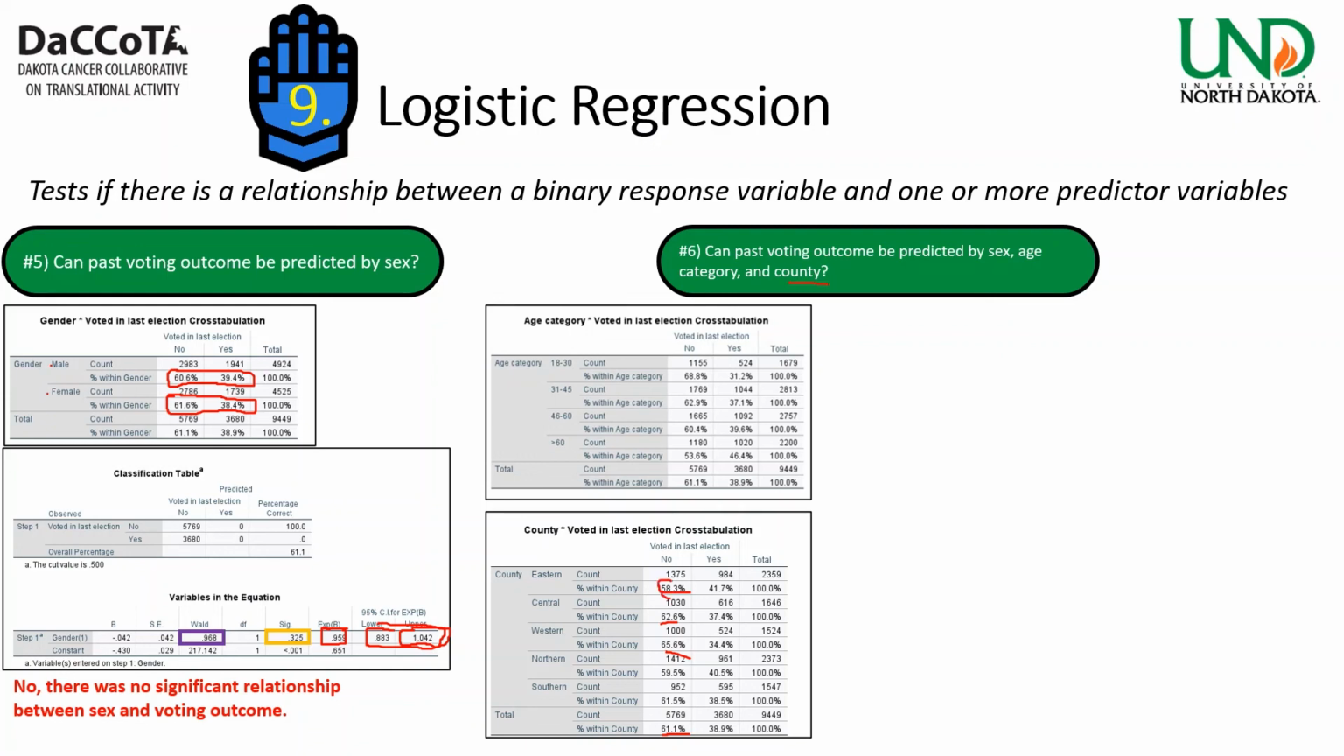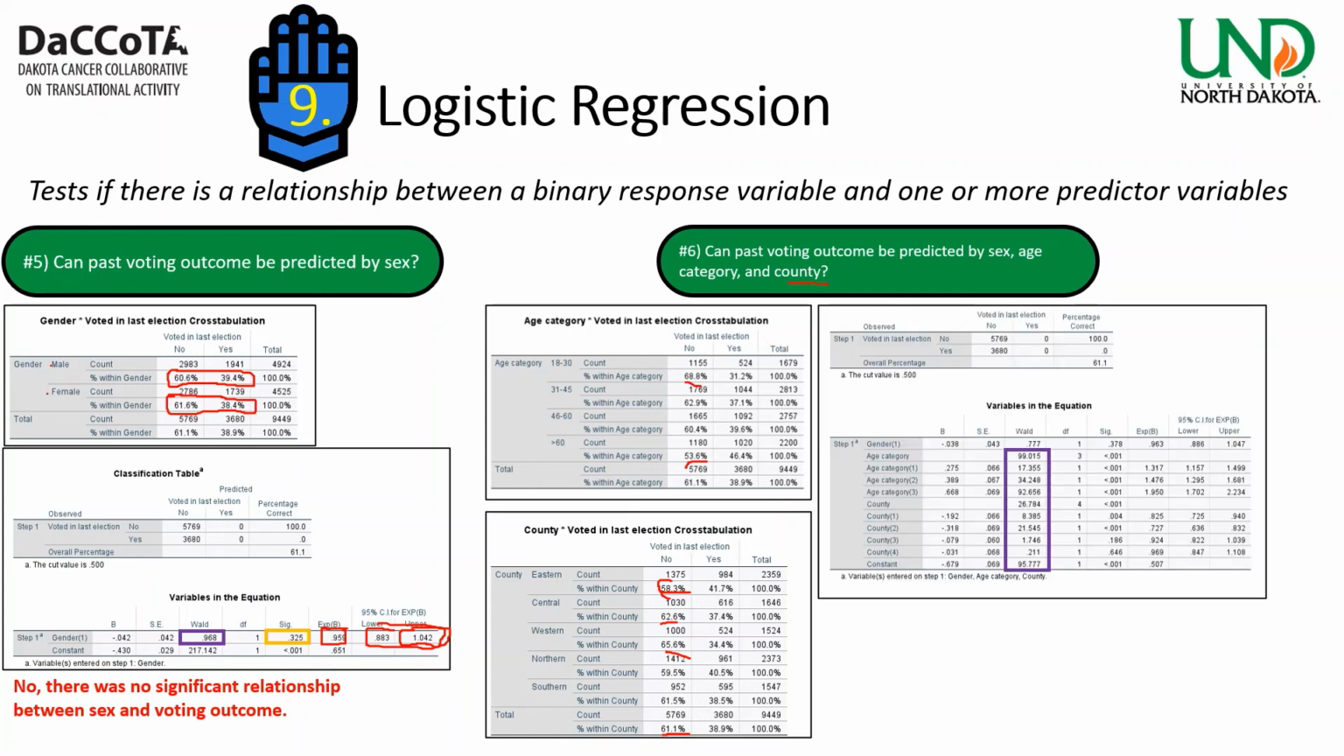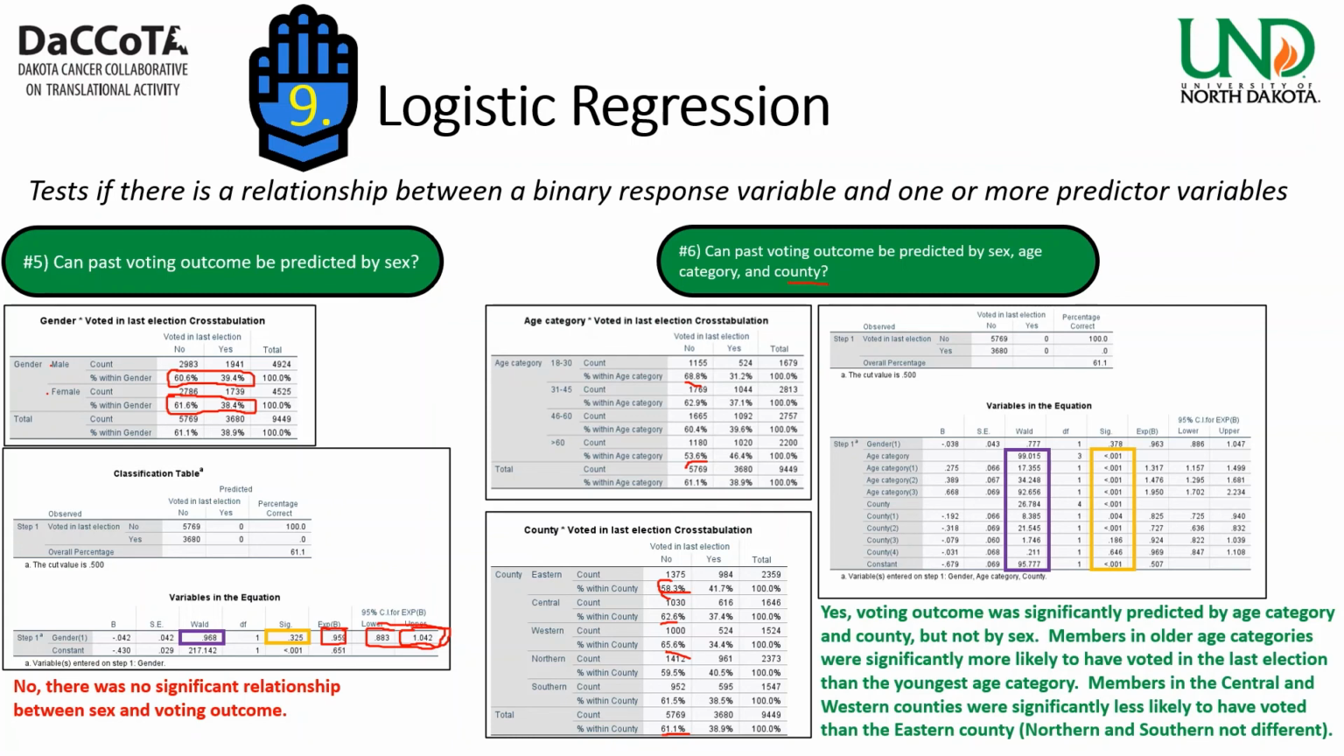Ages look like a low of 53 and a high of like 68. So there seems to be more variation. But we're going to run this. And what we find here is, yeah, for age categories and counties, it looks like there is significance. So I'm going to just read this out because it's hard to parse quickly: voting outcome was indeed significantly predicted by age category and county, but not by sex.